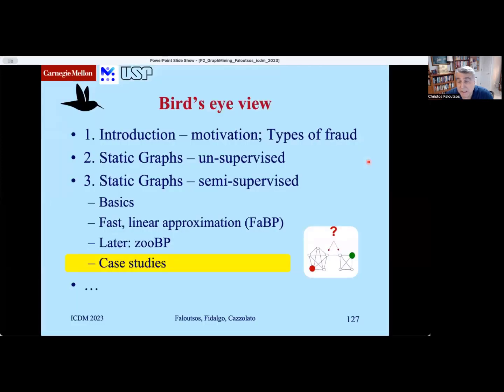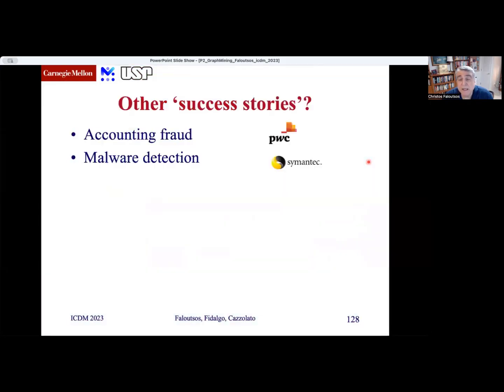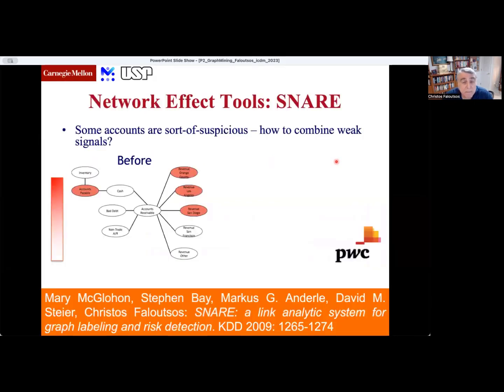So let's see some case studies. Belief propagation has been applied in many settings. We'll see 2 of them, one in an accounting setting with PwC, PricewaterhouseCoopers, and one in malware detection with Symantec. In the case of accounting, this is a published paper in KDD09.